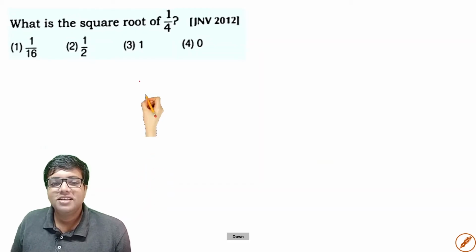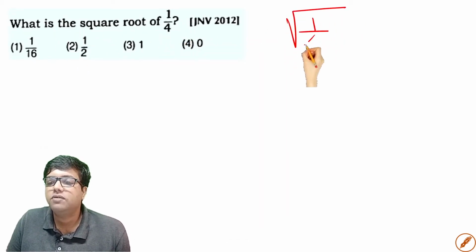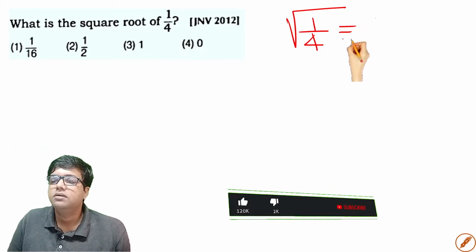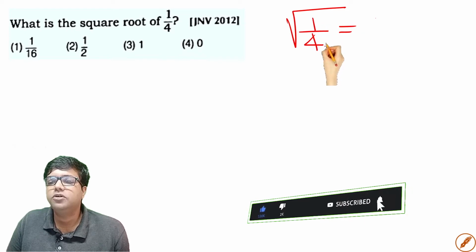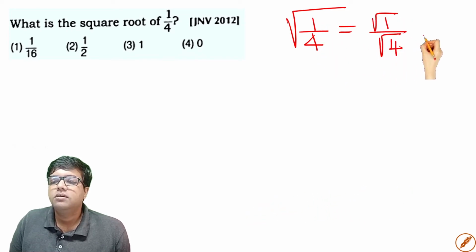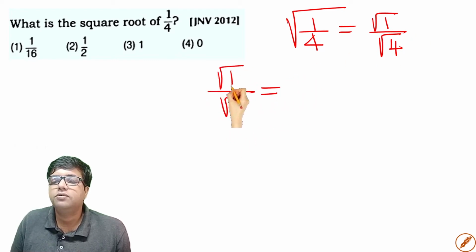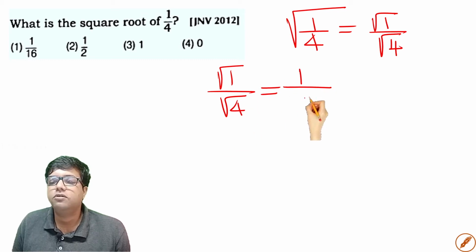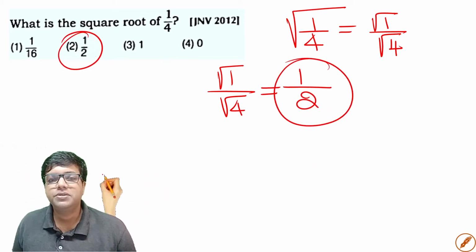All right, what is the square root of 1 by 4? When you take a square root of a fraction, the square root gets distributed over the numerator and denominator, right? So square root of 1 by square root of 4, what will it give you? Square root of 1 is always 1, square root of 4 is 2. Here you go, 1 by 2. So option 2 is the right answer.